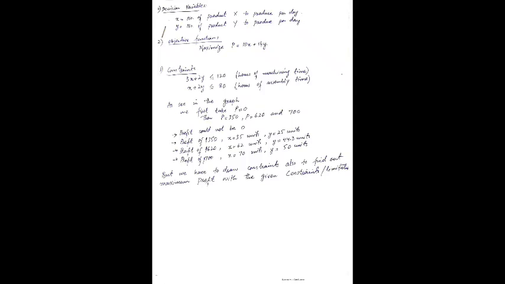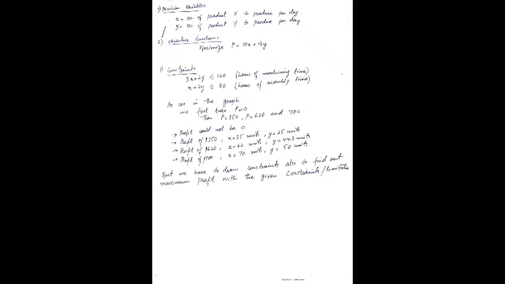Now, this point is basically P is equal to 0. Now at this point, when P is equal to 0, we have X and Y is also 0. So by increasing this, we will take the value 350.